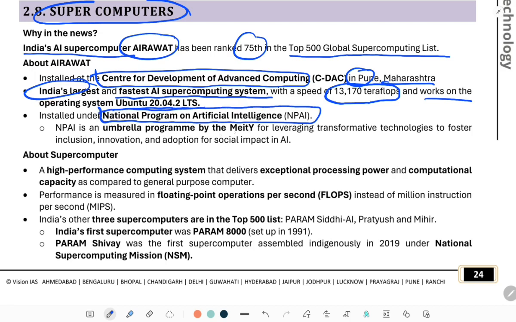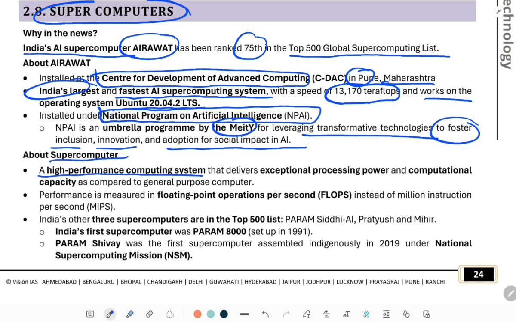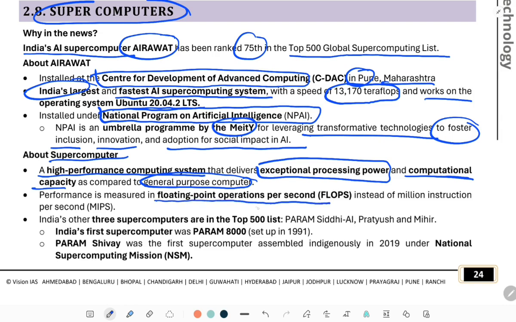This NPAI is an umbrella program by the MeitY for leveraging transformative technology to foster inclusion, innovation, and adoption for social impact in AI. A supercomputer is a high-performance computing system that delivers exceptional processing power and computational capacity as compared to a general-purpose computer. Its performance is measured in floating point operations per second, that is FLOPS, instead of millions of instructions per second, MIPS.